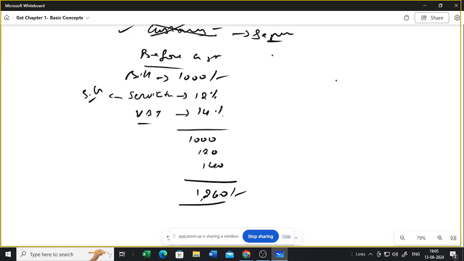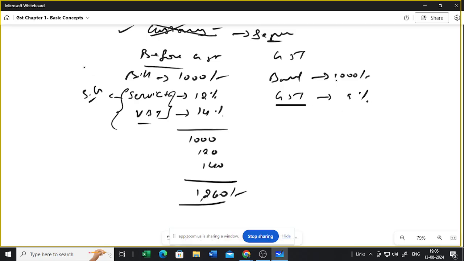But after the GST, how much do you need to pay? See, same bill, 1000 rupees. Now do you have these 2 taxes? No, we don't have these 2 taxes. Directly we have only GST. Clear? GST, we have the slogan, right? One nation, one tax. So this is the one tax we are paying. One nation means wherever you go to restaurants in India, you have only 5% tax. That's it.